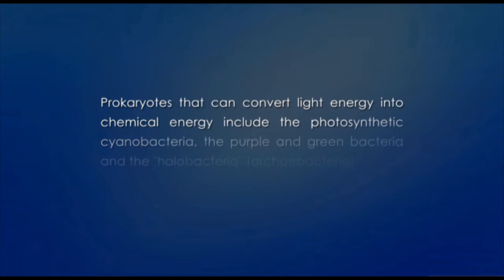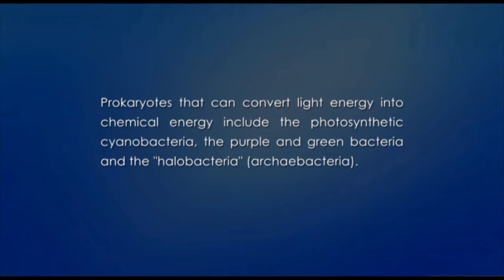from carbon dioxide. Over half of the photosynthesis on Earth is carried out by microorganisms. Prokaryotes that can convert light energy into chemical energy include the photosynthetic cyanobacteria, the purple and green bacteria, and the halobacteria or archaebacteria. The evolutionary roots of photophosphorylation probably lie in the anaerobic world between 3 billion and 1.5 billion years ago, when life was abundant in the absence of molecular oxygen.